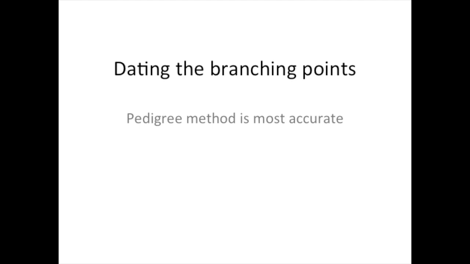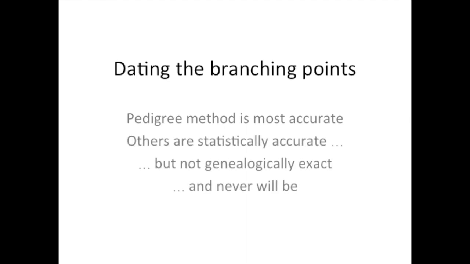So, whereas the pedigree method is the most accurate, none of us are going to have pedigrees that go back to every single branch in our mutation history tree, certainly not before 1600 in the majority of cases, and for many of us not before 1800, leaving 80% of the tree undated. The other methods are statistically accurate, but not genealogically exact, and it's highly likely that they never will be. But we will always be prone to wanting to pick the one that best suits our preconceived ideas.